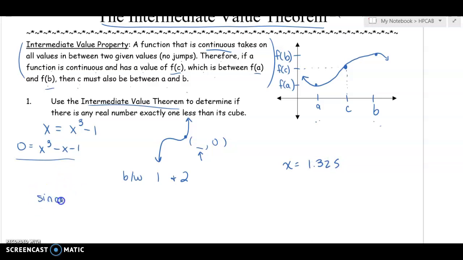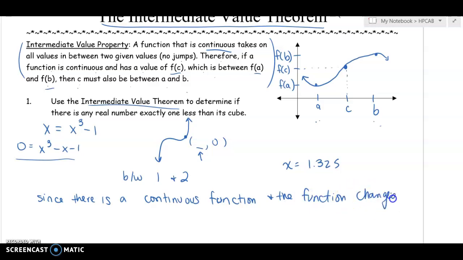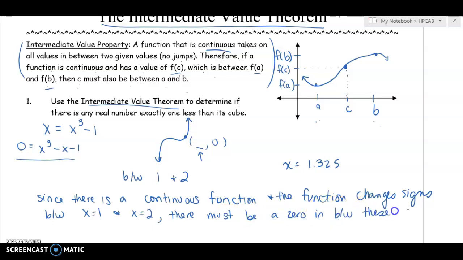All right, so basically our explanation is that since there is a continuous function, and the function changes signs between x equals 1 and x equals 2, there must be a 0 in between these two values.